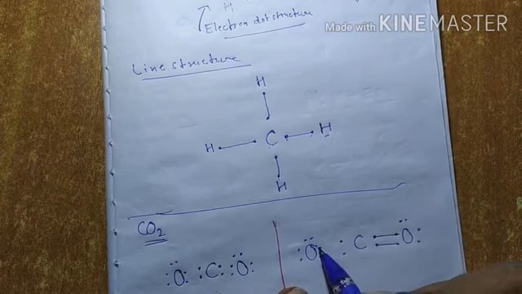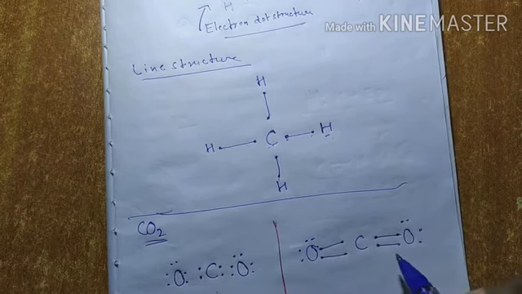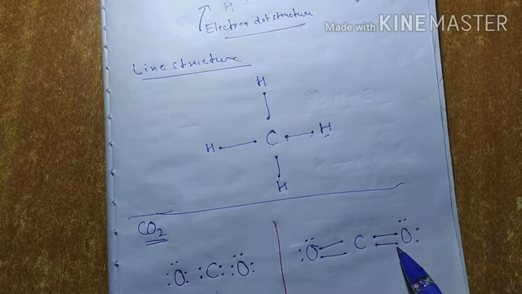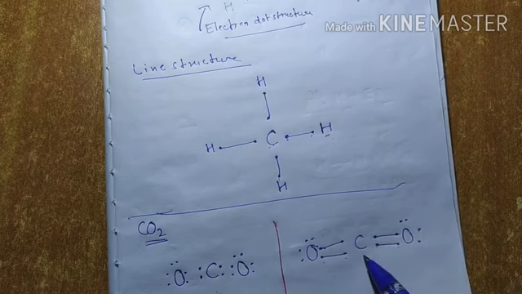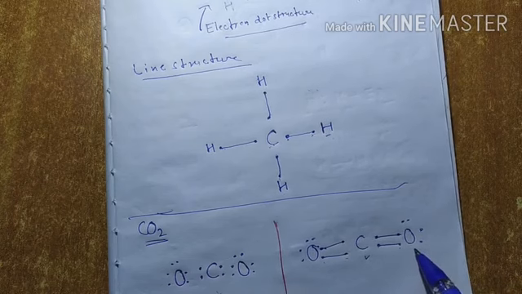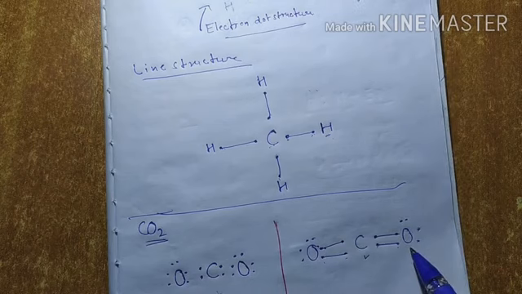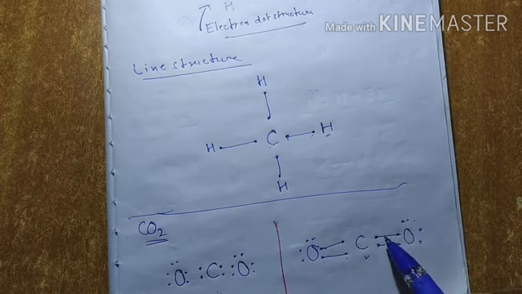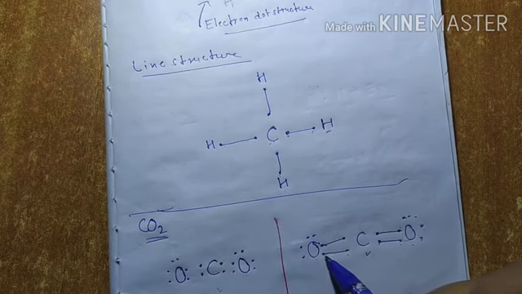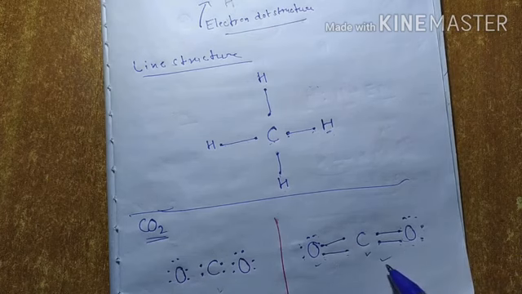So we have to draw the line structure, and you count the number of valence electrons. 1, 2, 3, 4, 5, 6, 7, 8. This carbon became stable. If you count the number of valence electrons for the oxygen atom, then 1, 2, 3, 4, 5, 6, 7, 8. This atom is also stable. What about this atom? 1, 2, 3, 4, 5, 6, 7, 8, also stable. So this is the line structure of carbon dioxide.